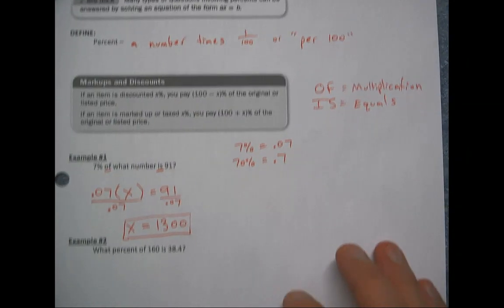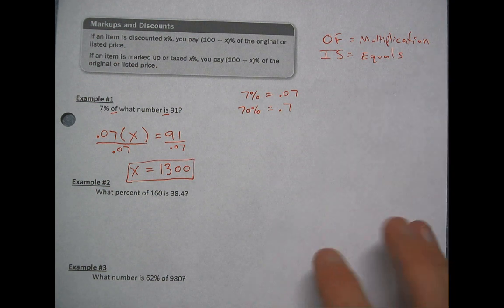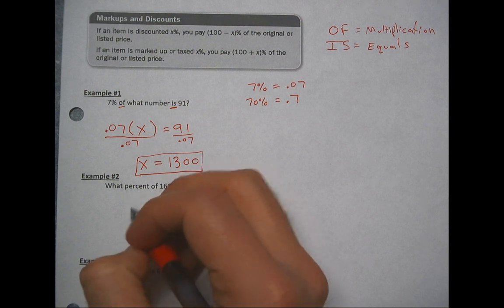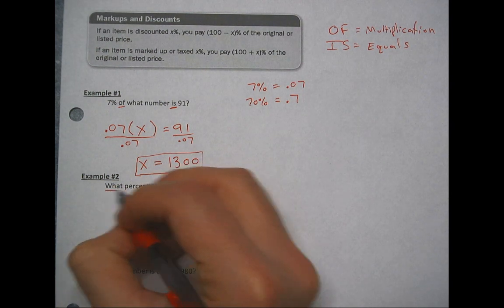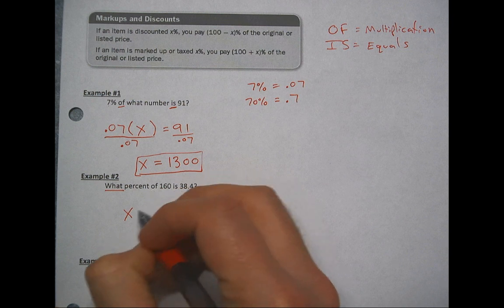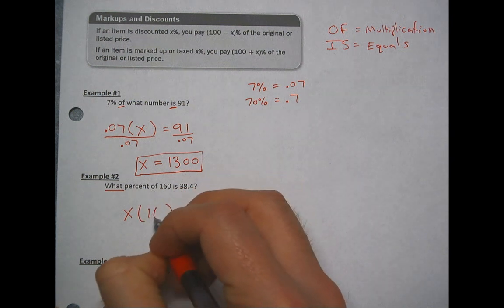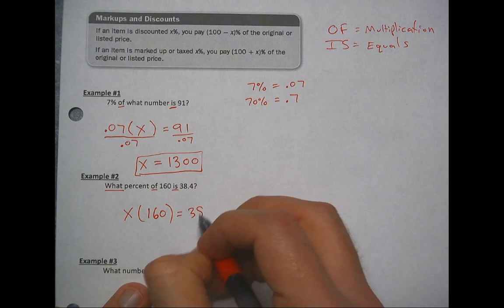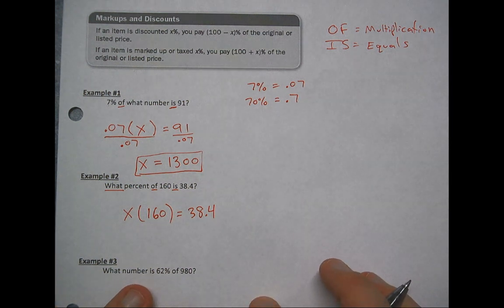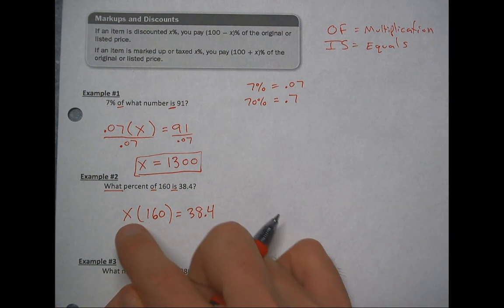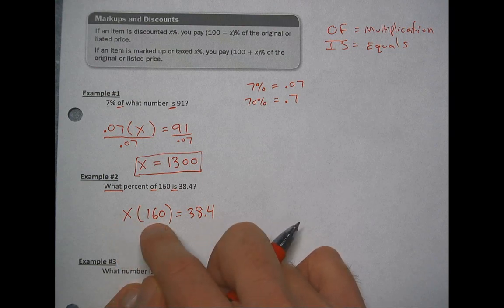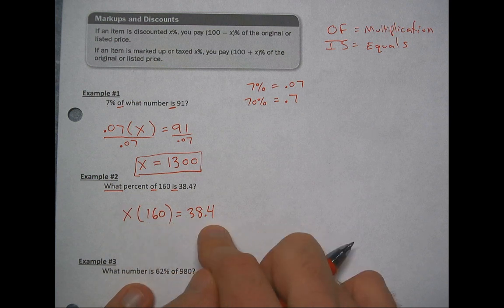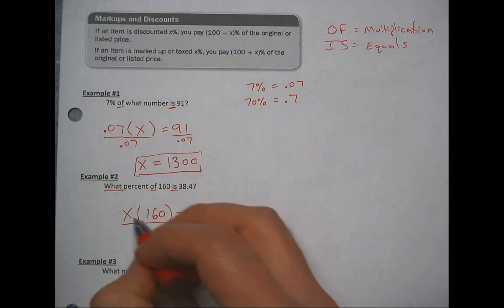So let's try number 2. We're going to use the same equation to set it up, but we're going to have a different place for our variable. It says "what percent." So here's your percent. Call it x because we don't know what it is. "What percent of" means set up your multiplication. 160 "is" equals 38.4. If we knew the percent, we would multiply it times 160, and that percent of 160 is 38.4. What percent of 160 is 38.4? So now we can solve this. We want to get x by itself.